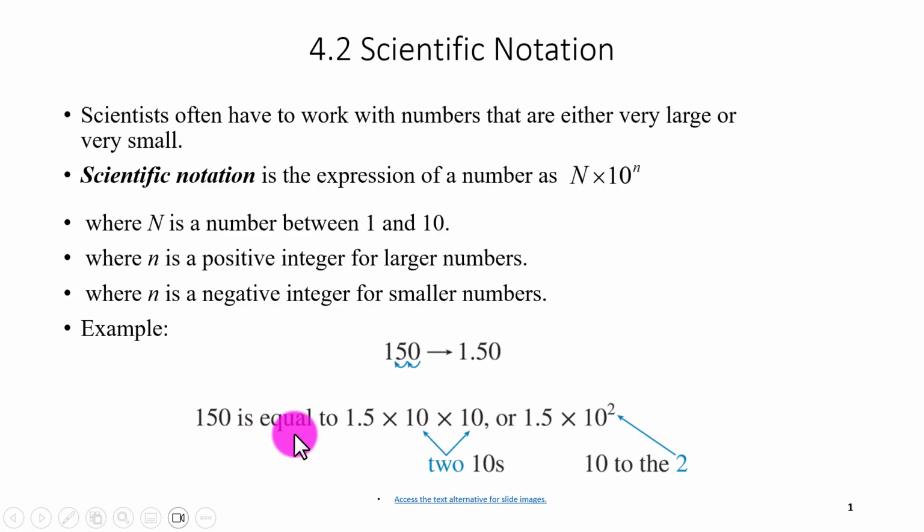So 150 is equal to 1.5 times 10 times 10. 1.5 times 10 gives me 15. 15 times 10 gives me 150. So I have two 10s that I multiply 1.5 with. And therefore, if I combine those two, I will have 10 to the power of 2. We also say 10 to the 2, 10 to the second. So 1.5 times 10 to the second.